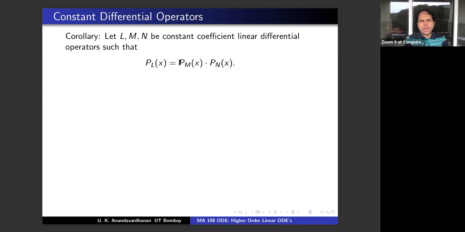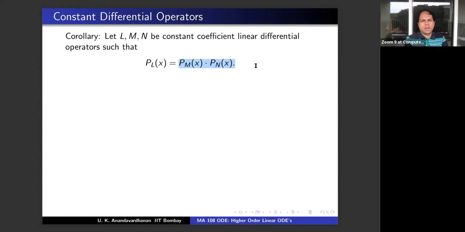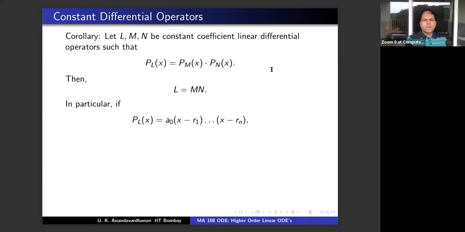Proof is PM times PN is obviously same as P of MN. Therefore, PL equal to PMN, and we proved that if PL equal to PM, then L equal to M. So from that it follows. So L equal to MN. In particular, if PL is this polynomial, suppose you are able to factorize and you got this factorization, then what can you conclude? So this is product of how many polynomials here? This is constant polynomial. If you count n plus 1 polynomials, this is just constant. So that constant will remain as constant. And then you have all these polynomials.